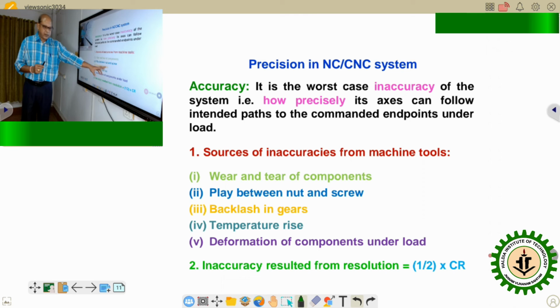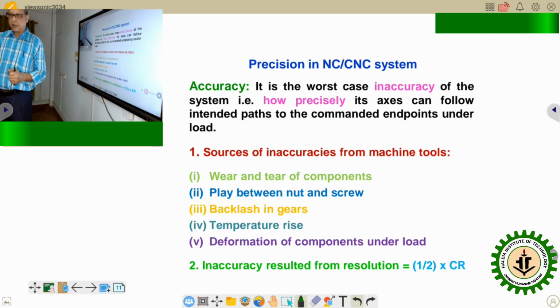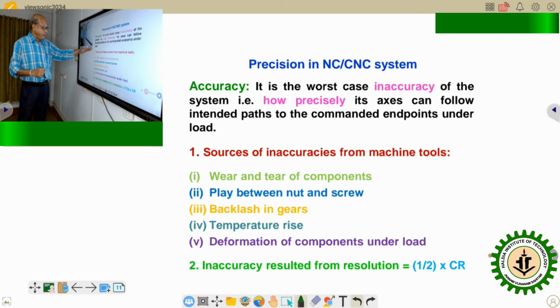And finally, under load: when the tool is subjected to load, from your knowledge of machine design or strength of material, you know that under load it will have some sort of deflection. So that also causes inaccuracy. So these are the 5 prominent sources of inaccuracies of the machine tools. Another source results from the resolution, and the inaccuracy resulting from the resolution can be identified as half of the control resolution. Now how to quantify?